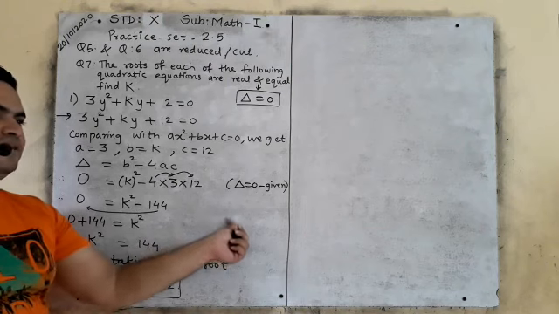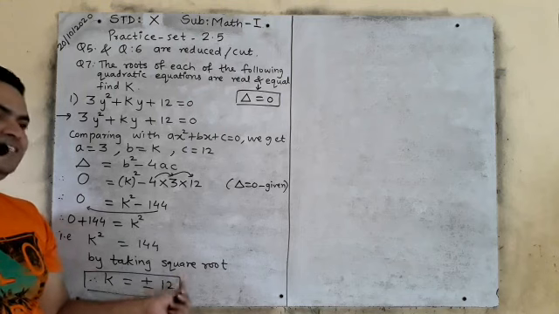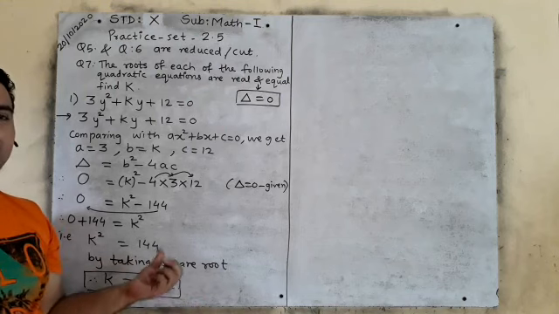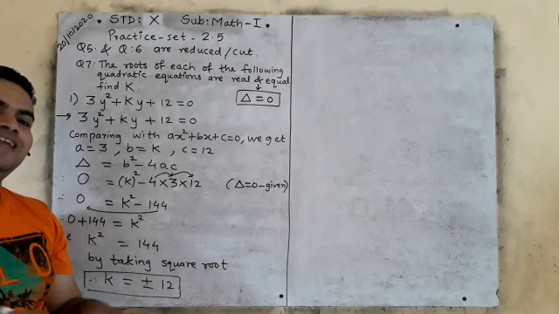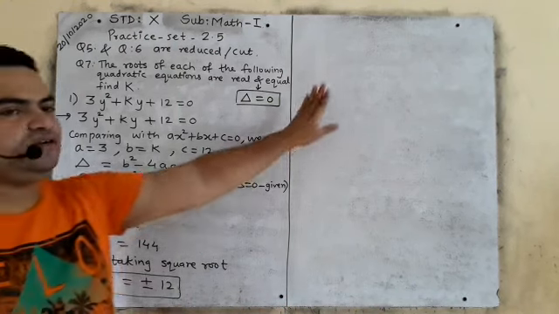If you multiply plus 12 by itself, you will get 144. If you multiply minus 12 by itself, you will also get 144. Why? Because the square of any negative number is always positive. Now we will see the second question of this.